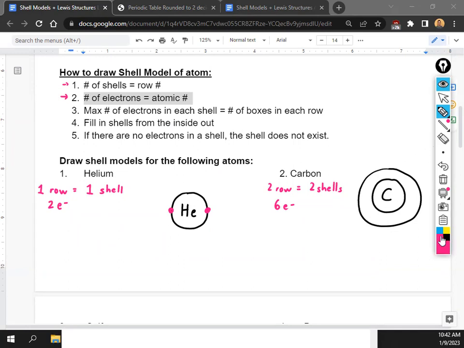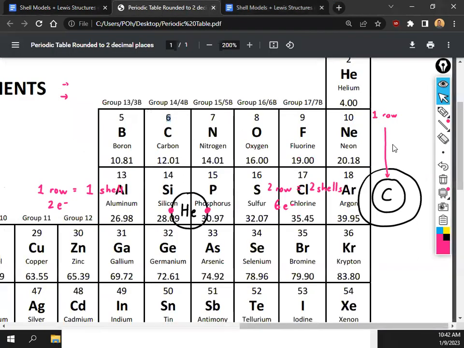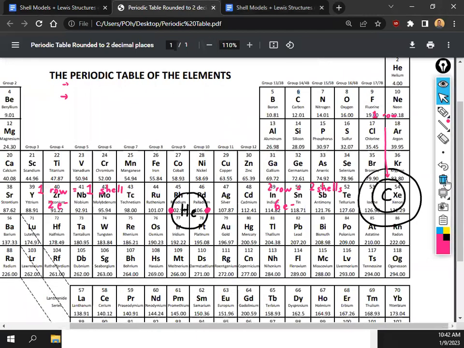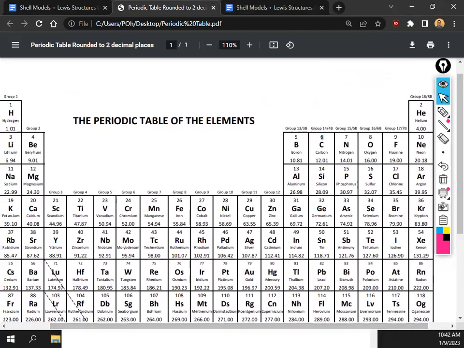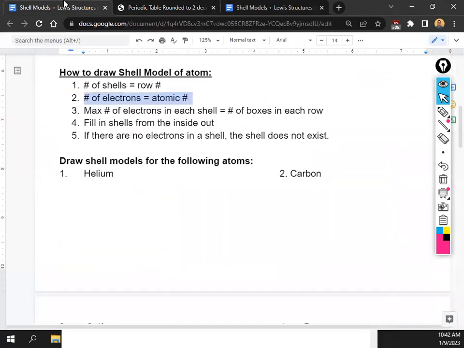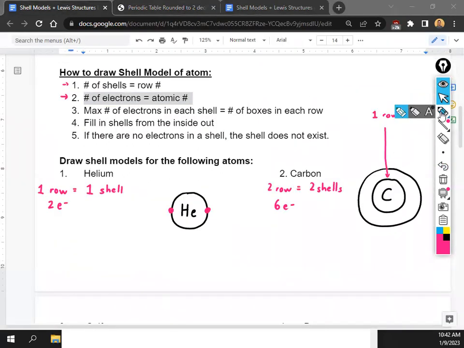Okay. Now, this is what I think the easiest way to do it is. Let's start from the inside out, okay? If you take a look at this first shell right here, the first shell is represented by the first row. What we want to do is look at the first row and figure out how many boxes there are. So if you take a look at the periodic table, how many boxes are in the first row? Yeah, 2. There's only 2 boxes. I know they're split up like that, but there's only 2. What that means is we're just going to draw 2 electrons in that first shell, because that's represented by the first row.